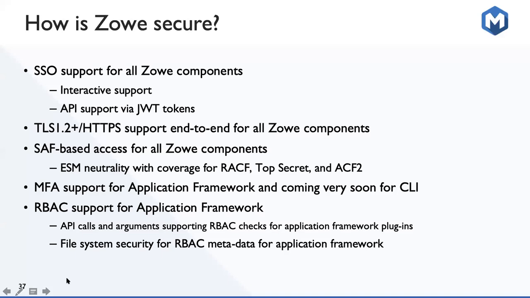And then the last part that is covered by all Zowe components is that all Zowe components do access through SAF, and there is a neutral ESM abstraction layer, that's enterprise security management systems, and we have coverage for the 3 primary ESMs in the market: RACF, Top Secret, and ACF2. With respect to multi-factor authentication, that is supported today in the application framework, which includes the virtual desktop, and it's coming very soon for the CLI. And with respect to role-based access control, that is today supported in the application framework. Next slide, please.